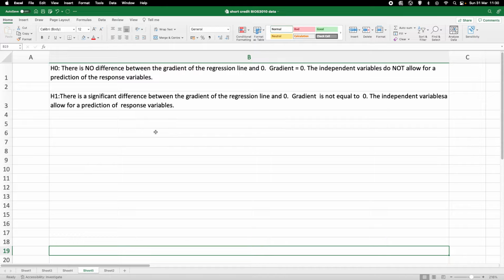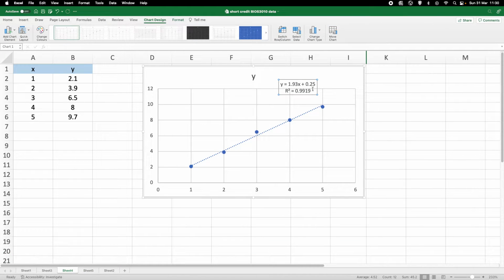Or if the p-value is larger than alpha, then we would fail to reject the null hypothesis and say, well, it's not working. The gradient is indeed not significantly different from 0. Okay, so how can we find a p-value? We see a strong correlation, but is it true?